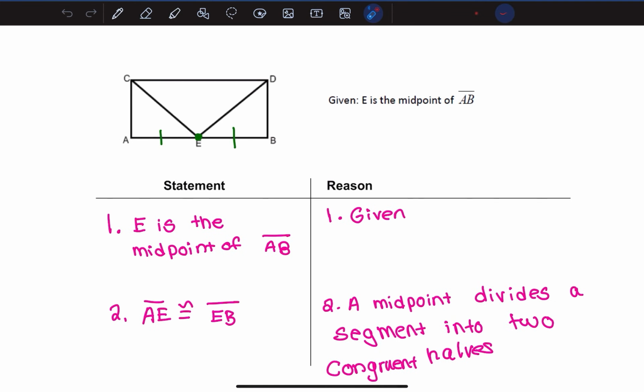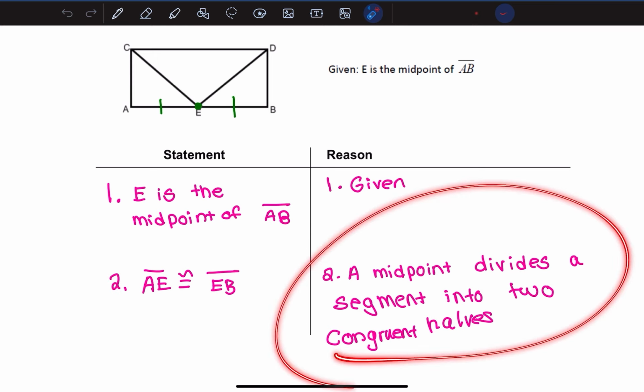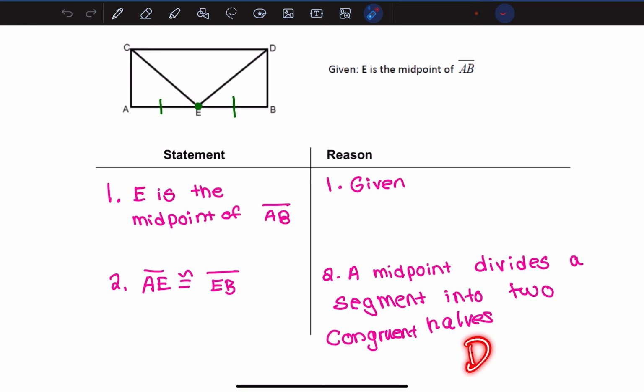So here is some practice. They had given us that E is the midpoint of AB. Midpoint splits something into two congruent parts. So since E is the midpoint, we know that AE is congruent to EB. Again, you start with the given information, write your conclusion. You can write out the definition: this is the definition of a midpoint. It is important that we know our vocabulary for this unit.